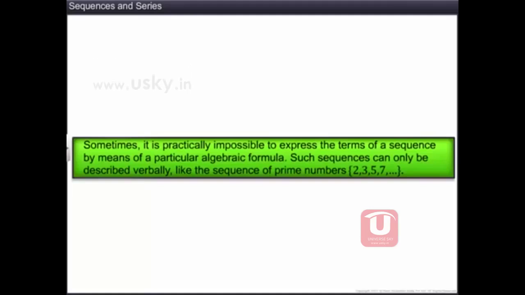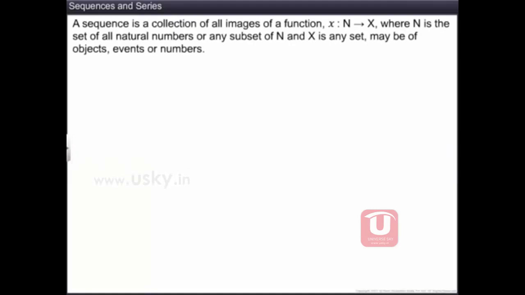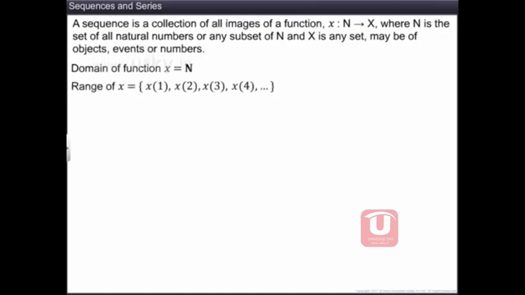A sequence is a collection of all images of a function x from N or any subset of N to X, where N is the set of all natural numbers and X is any set, maybe of objects, events, or numbers. It implies that the domain of the function is the set of natural numbers. Hence, a sequence can be defined as a collection of all images of set N under x.